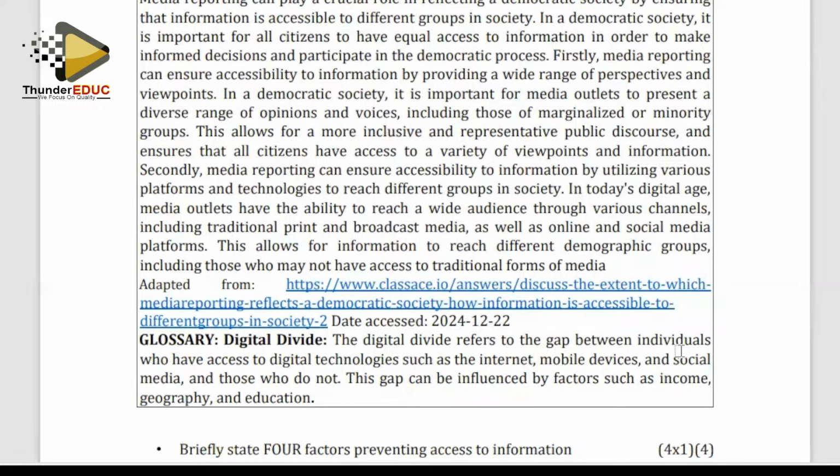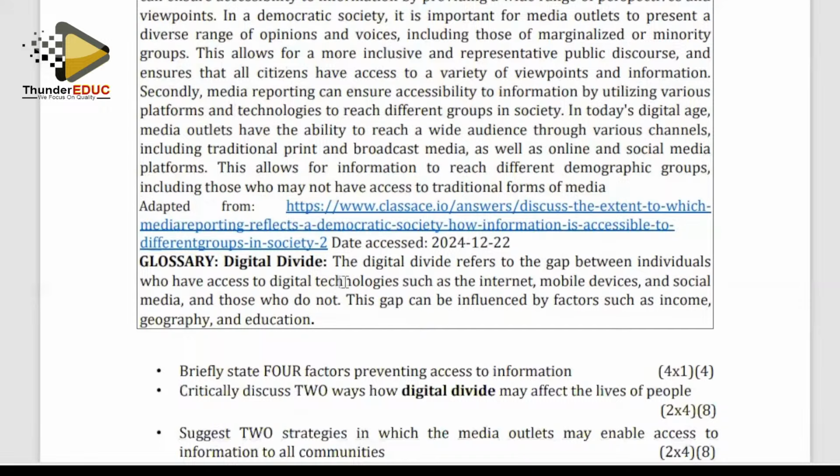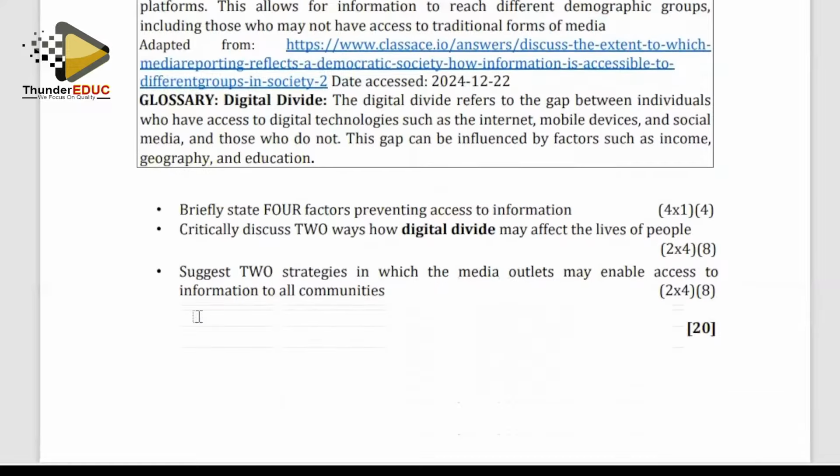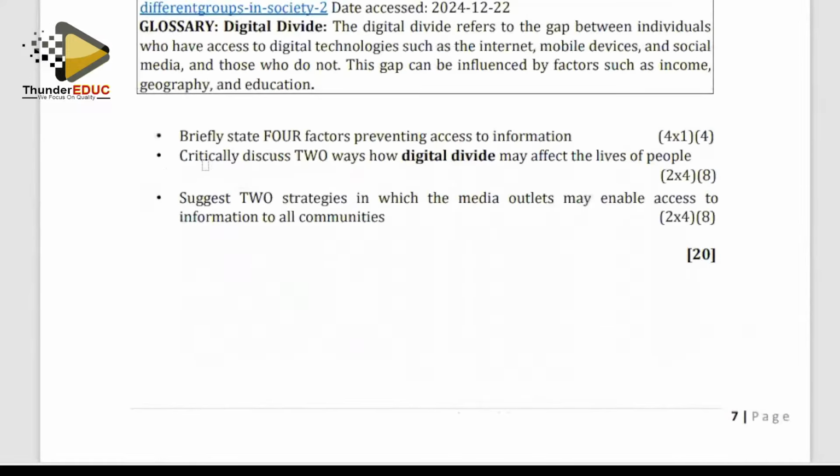Then the digital divide refers to the gap between individuals who have access to digital technologies such as the internet, mobile devices, and social media, and those who do not. This gap can be influenced by factors such as income, geography, and also education. All right, so what we are going to do, we are going to answer each bullet separately.